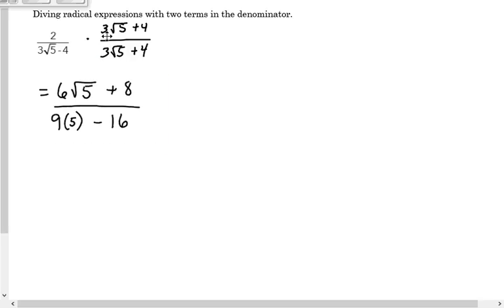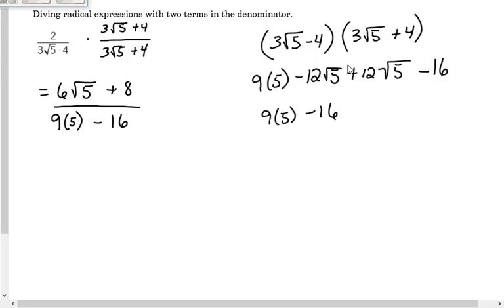So 2 multiplied by 3 root 5 is 6 root 5. Then in the denominator, it's going to simplify to 9 multiplied by 5 minus 16. I'll just show you the work over here. So basically we've got in the denominator 3 root 5 minus 4, and we're going to multiply that by 3 root 5 plus 4.